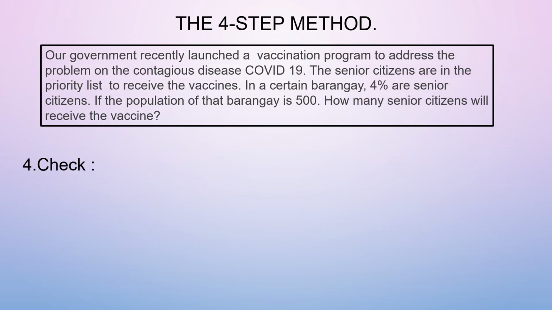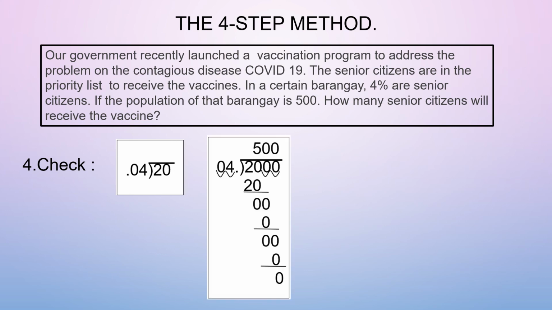Finally, the last and the fourth step is check. And again, we reverse the operation of what we did during solving, and that is division. We divide 20 by 4 hundredths. Following the steps in dividing decimals, we get 500 as the quotient. And we are confident that our answer is correct.